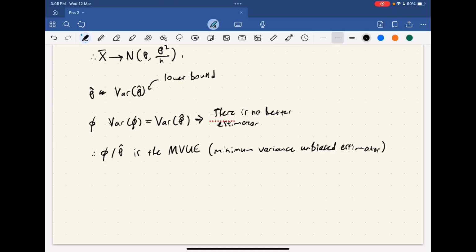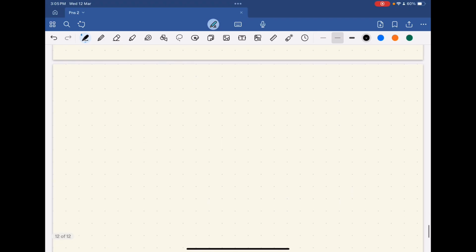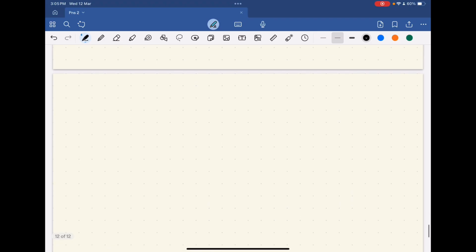Alright, so in the limit, the maximum likelihood estimator is this type of best estimator. Now let's proceed with another topic, the Rao-Cramer inequality.